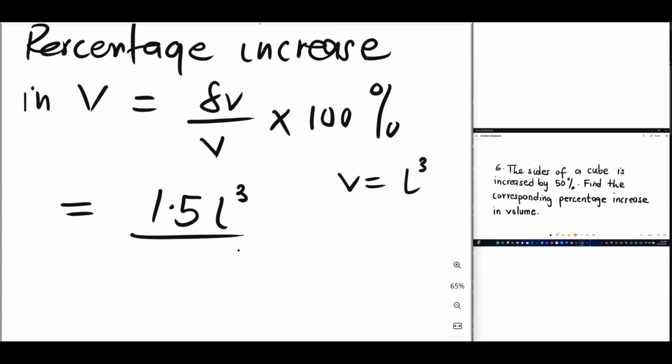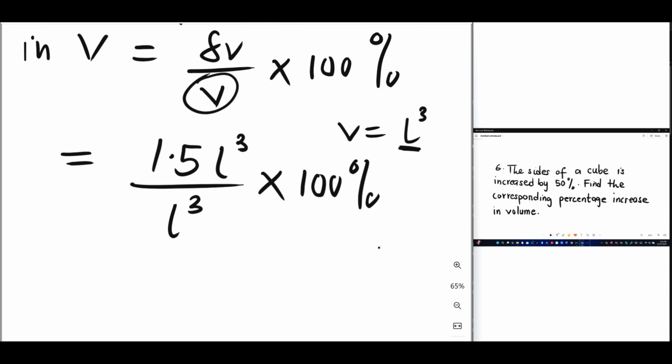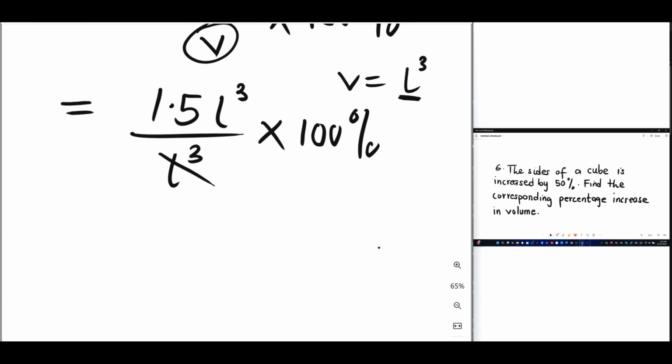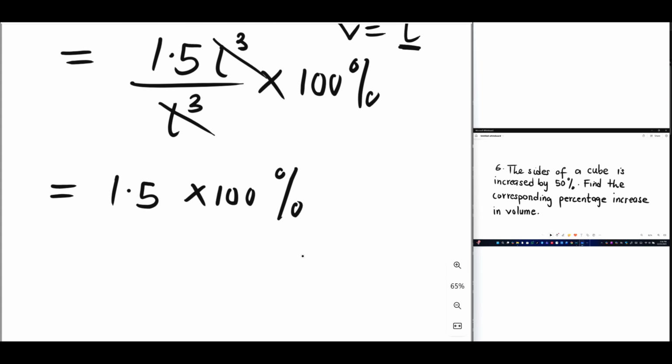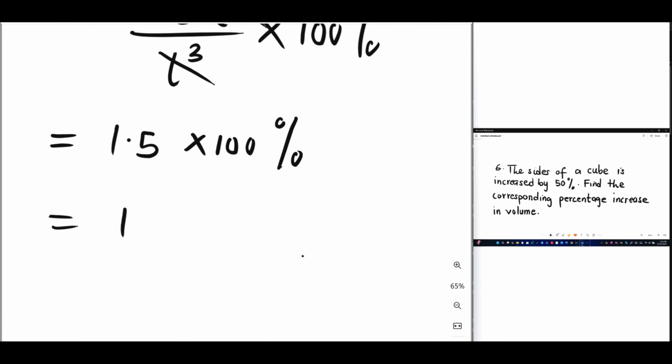So we are going to replace the V here, which is the denominator, with its components. V is equal to L cube. So we bring L cube over here in place of V, times 100%. Let's continue. L cube divides L cube. So we are going to get the result to be 1.5 times 100 percent. When you multiply this, you are going to get 150%.